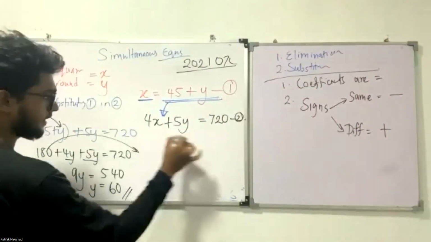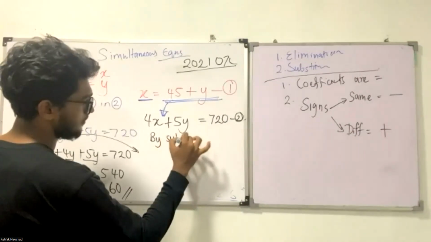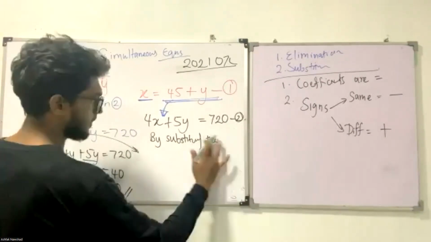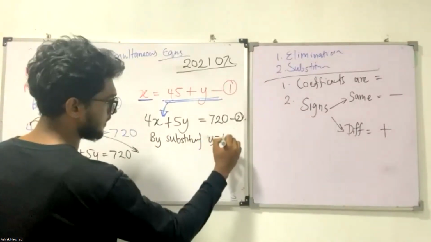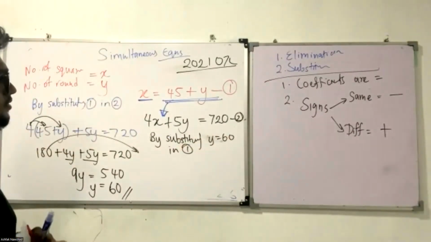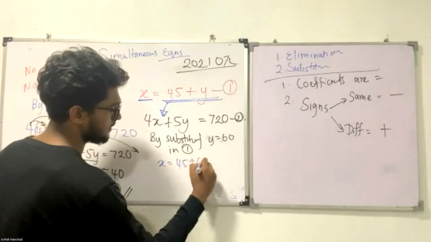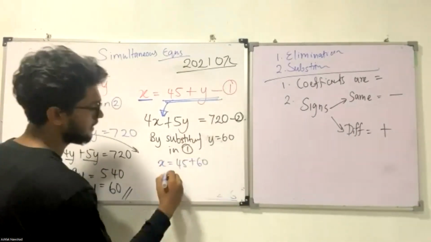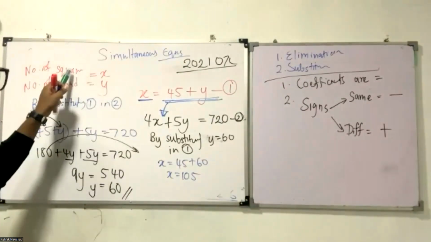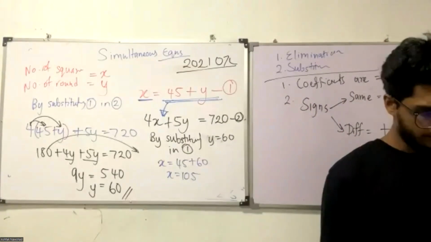Yes. So I'll write here, by substituting y equals 60 in the first one, I'll directly get the answer. x equals 45 plus 60. So x equals 105. There are 105 square tables and 60 round tables. Is this understood?